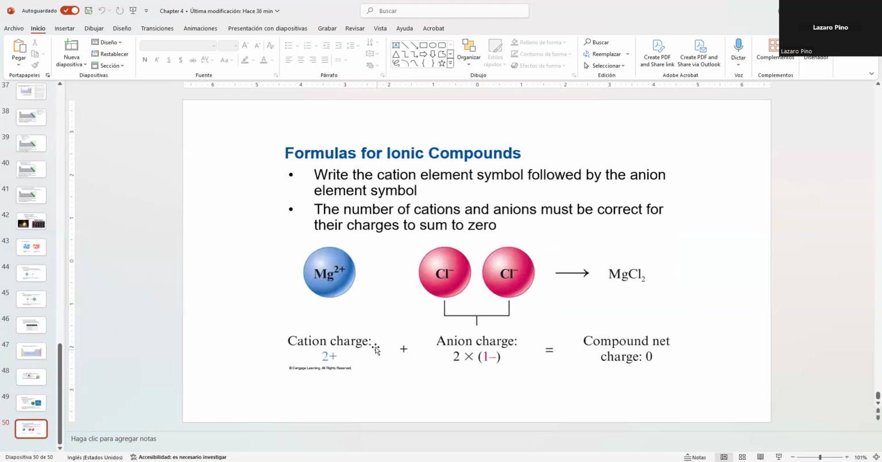Here you have a formula. For example, magnesium have two positive charge, and chloride has -1. Then you need two negative charges, two anions of chloride for one cation of magnesium. That's why the formula is MgCl2.